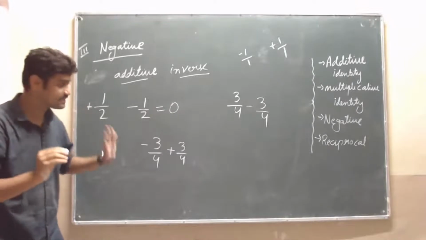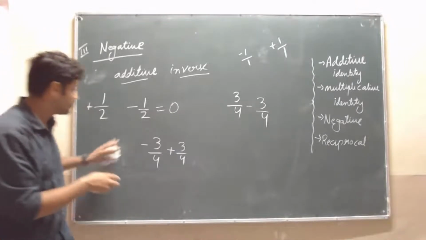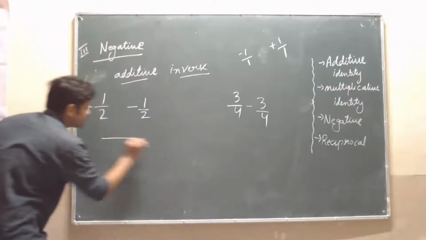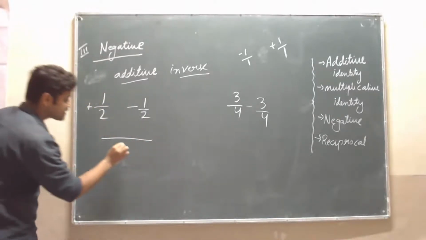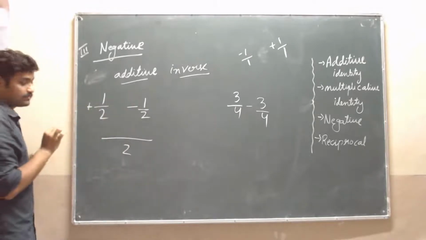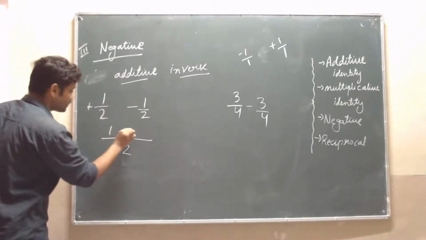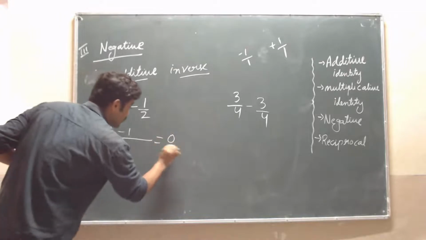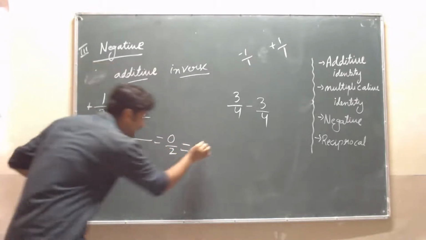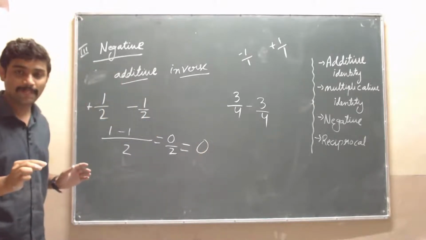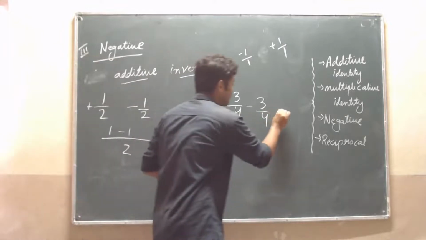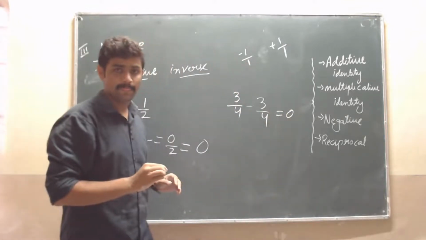Sir, see, one more time I will explain. If both the denominators are the same, I will take 2, and subtract these two. It is 1 minus 1, that is 0 by 2. 0 by 2 is nothing but 0, check on a calculator and you will get 0. Then here, what is the answer? It is also 0, isn't it?